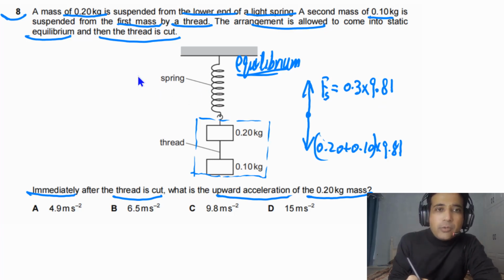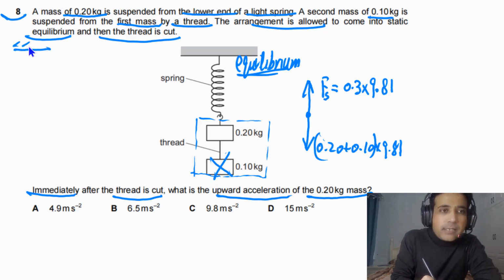Now it is given to us that this thread is cut. It means this mass has been removed. So we can redraw this setup again. We have the spring here, and there is only one mass attached to this spring, and that mass is 0.20 kg.